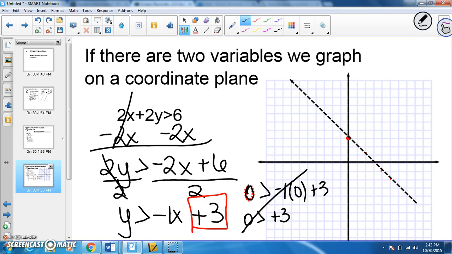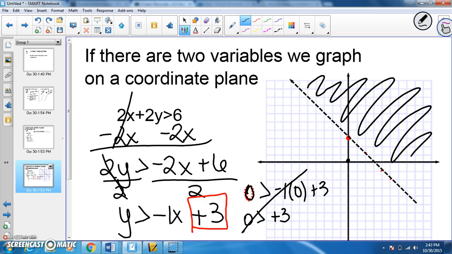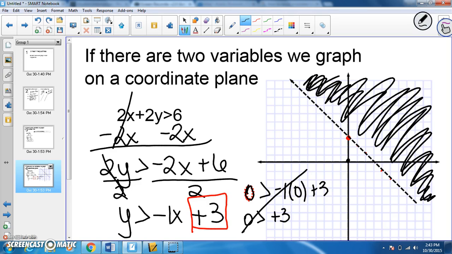No. So, I picked a test point down here. It didn't work. So that means up here is where my solution is. And we shade it in. And that's all for the first part of linear inequalities.